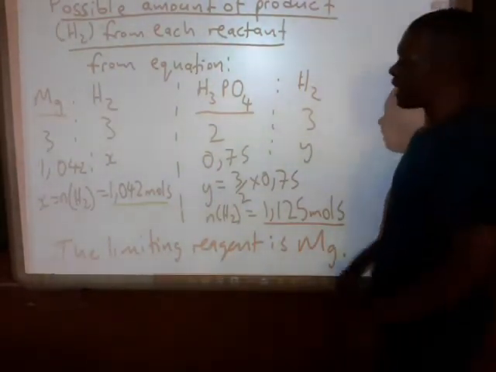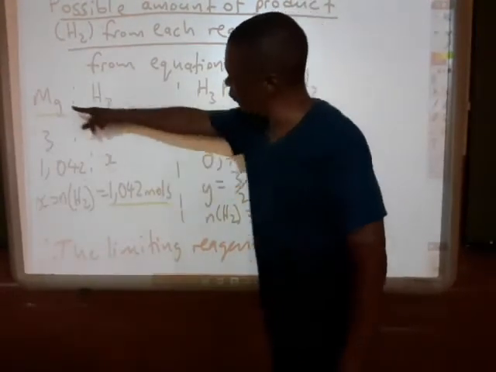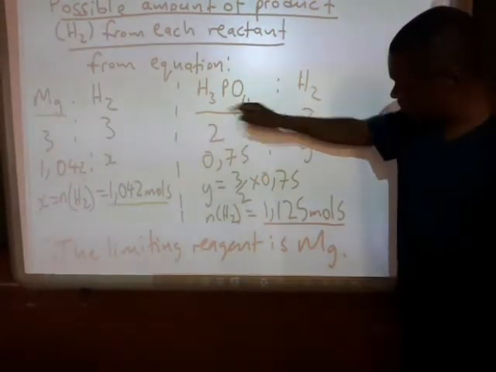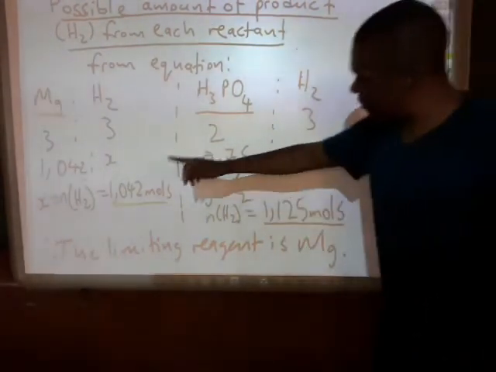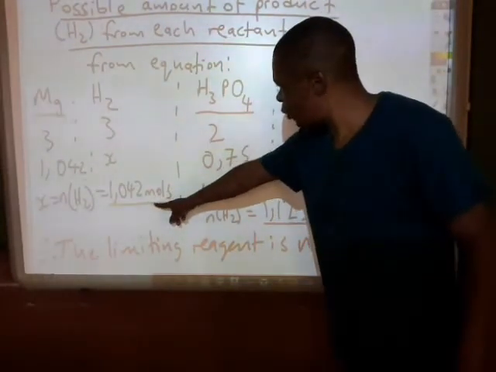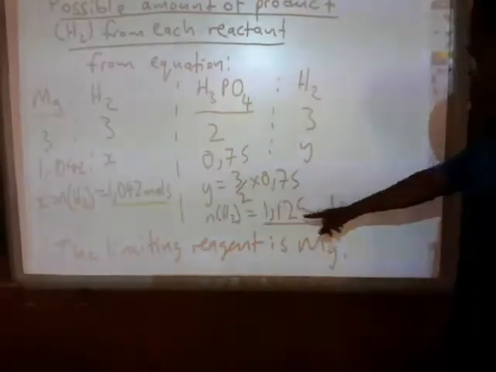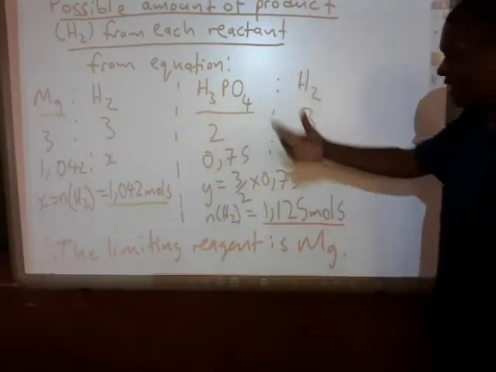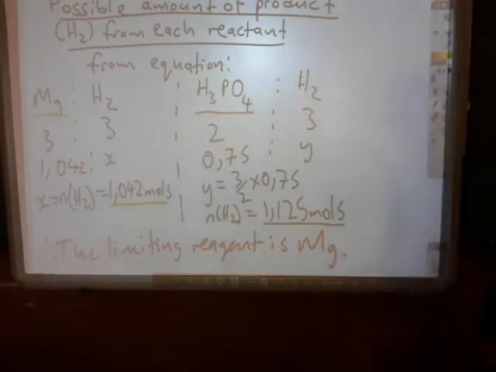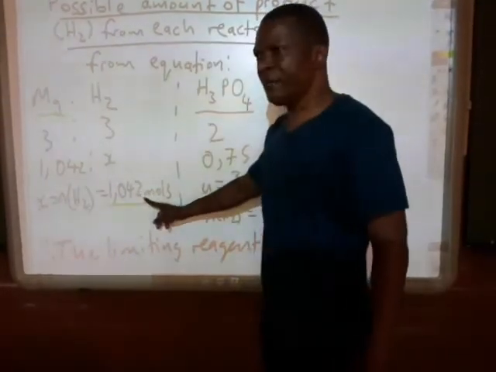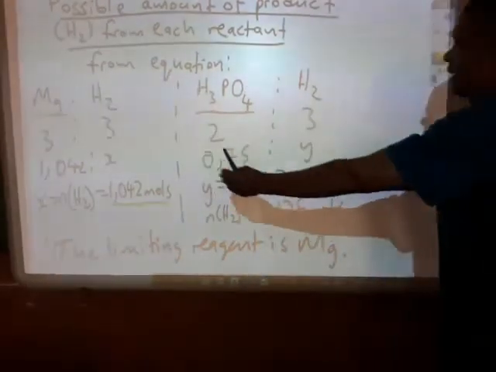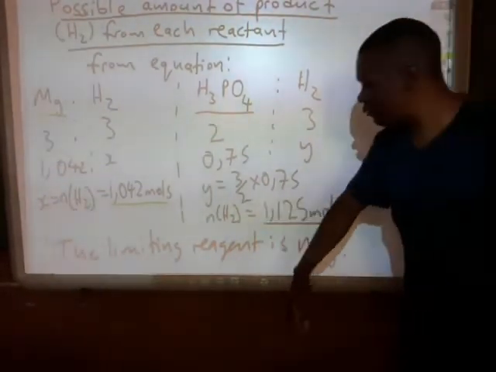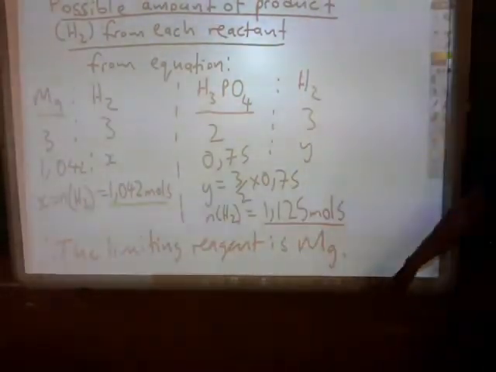Now, if you compare the amount of hydrogen which is formed from magnesium and the amount of hydrogen which is formed from phosphoric acid, what you will notice is that the amount of hydrogen which is formed from magnesium is less than the amount of hydrogen which is formed from phosphoric acid. What that means is that magnesium becomes the limiting reagent, because once magnesium is used up, we can no longer form any more hydrogen. Therefore, the limiting reagent in this context is magnesium.